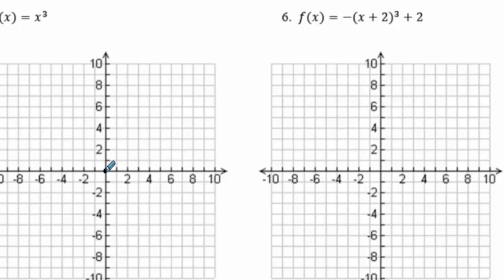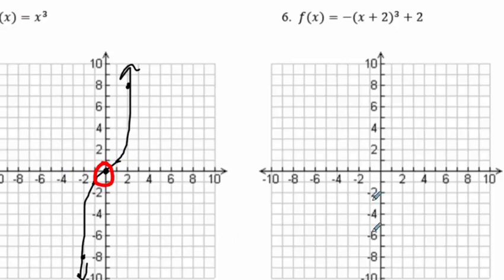All right, for number 5, when x is 0, y is 0. When x is 1, y is 1. When x is -1, y is -1. When x is 2, y becomes 8. When x is negative 2, y becomes negative 8. So I have this y equals, this is called a cubic function, right? We have this function, and it looks like that. So there's that curve.